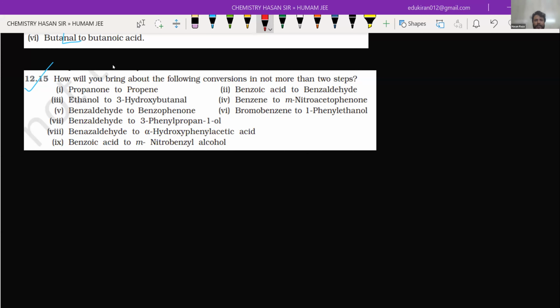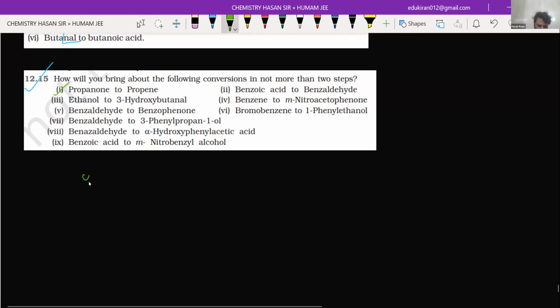Sir, I'm not getting how I should do it in two steps. Okay, I'm first just going to show you the first one. The third one is not... Okay. Try to understand this. So you need to convert propanone into propene.